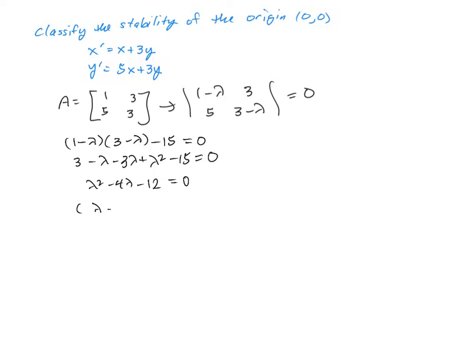Factoring this, we're going to get lambda minus 6 times lambda plus 2 is equal to 0. So the lambda 1 value is positive 6, and the lambda 2 value is negative 2. Now we'll notice that since one eigenvalue is real and positive, and the other one is real and negative, we have eigenvalues that are of different signs. So this makes this a saddle node or saddle point.